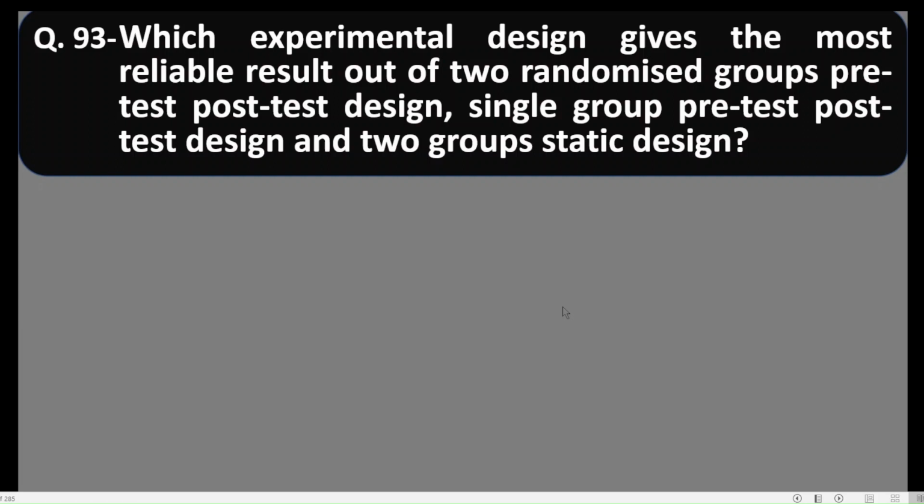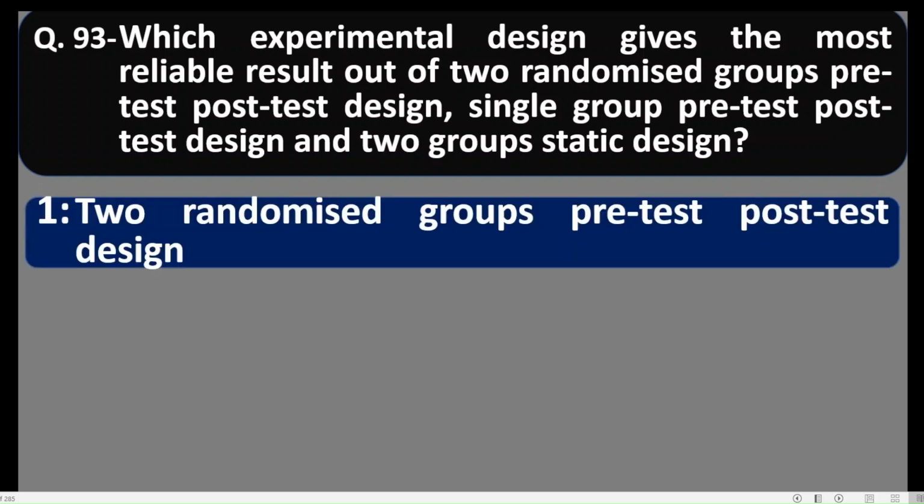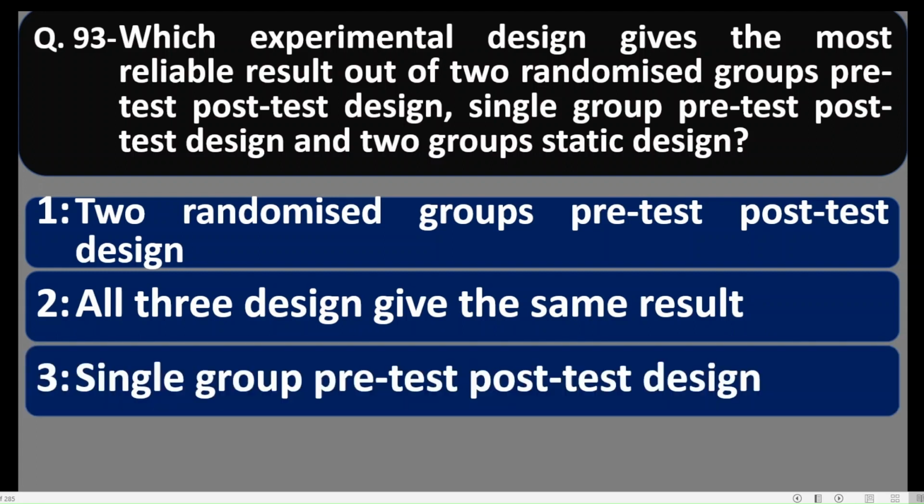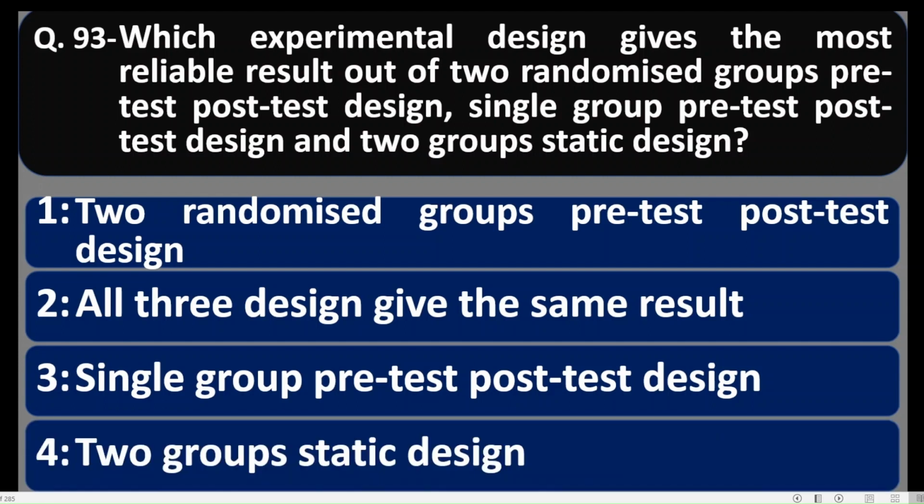Question number 93. Which experimental design gives the most reliable result out of two randomized groups, pre-test, post-test design, single group, pre-test, post-test design, and two groups static design? Out of these three, which design will give the more reliable result? Let us see the options. Number one, two randomized groups pre-test post-test design. Option number two, all three designs give the same result. Option number three, single group pre-test post-test design. Option number four, two group static design.